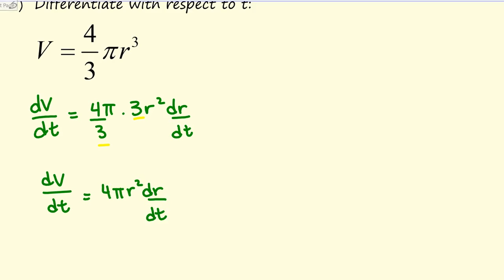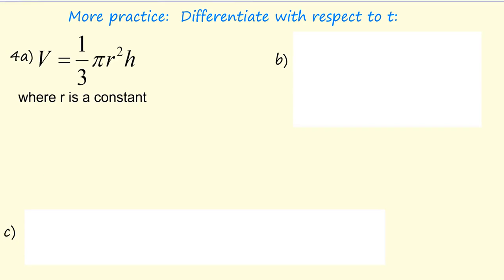Okay, let's work through several other examples where we're given some formula or some equation and we're going to differentiate with respect to time t. So, do you know this volume formula? That's right, this is the volume of a cone. Pi r squared represents the area of the circular base of the cone. H represents the height of the cone.